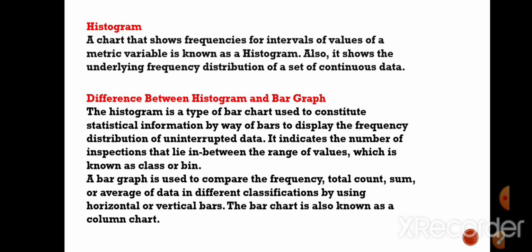What is the difference between histogram and bar graph? Histogram is a type of bar chart used to represent statistical information by way of bars to display the frequency distribution of uninterrupted data. It indicates the number of observations that lie in between the range of values, which is known as a class or bin. Bar graph is used to compare the frequency, total count, sum, or average of data in different classifications by using horizontal or vertical bars. The bar chart is also known as a column chart.